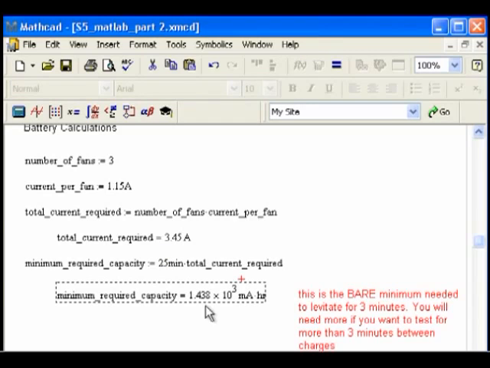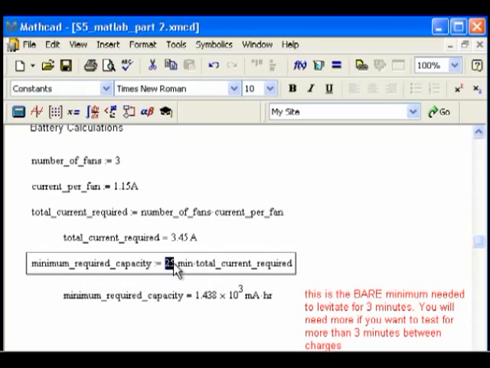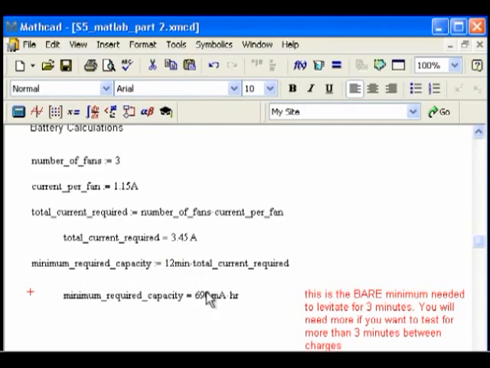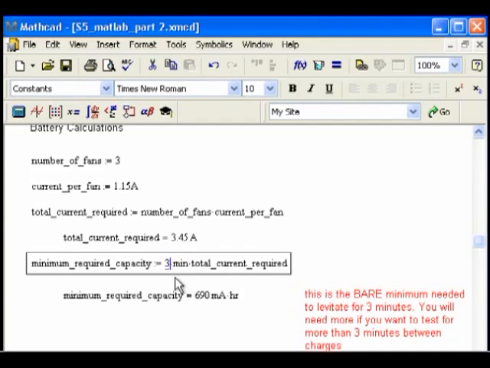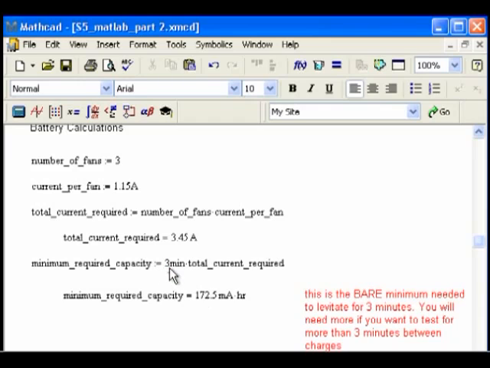It's going to tell me how many ampere hours I want. So now I've got to have 1,400 milliampere hours. Okay, so it's telling me exactly what I want. That's for 25 minutes of testing. Well, maybe that's a lot. I only want to run 12 minutes. And of course it updates again. Now I only need 690 milliamp hours. So this 3 minutes is the bare minimum you need, but you can actually type in the numbers here and find out how long it will actually run.